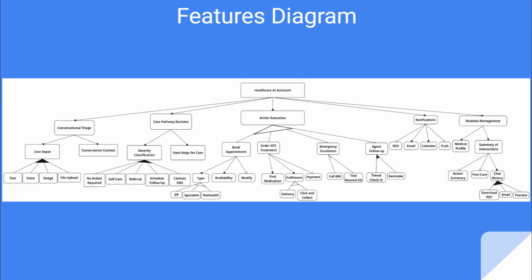Here, the assistant supports conversations with context memory, multimodal inputs, and clear decision making, such as actions, no actions, self-care, referrals, follow-ups, and emergency escalations with EMS with timers for the user. The action execution is done by adapters like book appointments, purchasing, notifying contacts, and scheduling follow-ups. The mandatory and optional capabilities are also marked so that the MVP is focused and it is extensible.